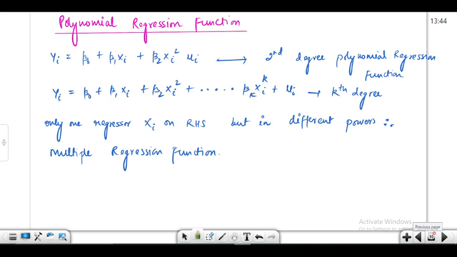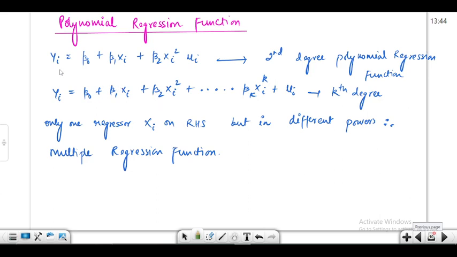Let's talk about the polynomial regression function. We have discussed the simple regression function, and we have discussed the multiple regression function. So what is the polynomial regression function? It's a bit different from the functions we have seen in the previous videos. Let's see how it is. It's very simple also, so there won't be any issue in understanding it.